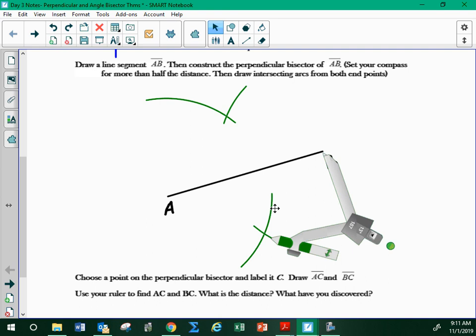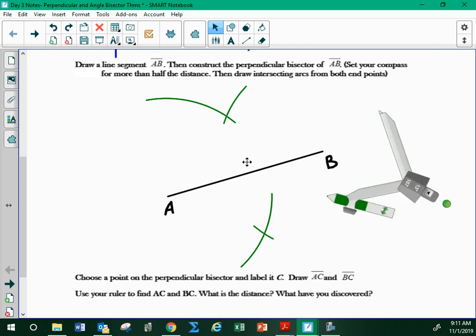Not now, but eventually. Okay, so all we've done is simply set our compass more than half, arc above, below, repeat. Okay, now all we need to do is take our straight edge and connect those intersections. Draw that line. Make sure you draw it so it goes through those intersections.